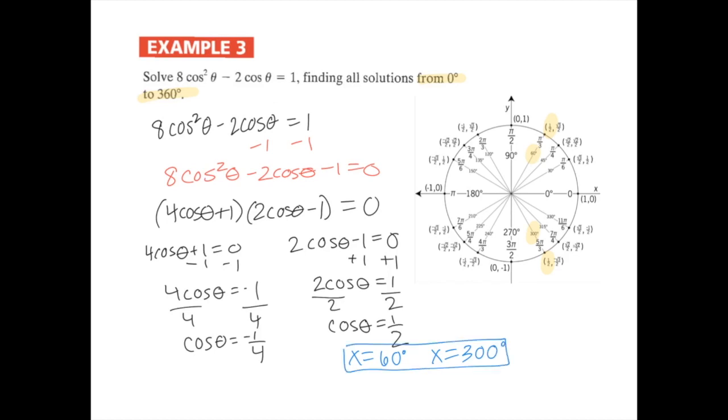Now when we try to solve the other equation, cosine theta equals negative 1/4, if we try to use the unit circle, we'll realize that there are no values of negative 1/4 on the unit circle. So when that happens, we have to use a different approach to solving the problem. If you remember back in the beginning of the unit, we learned how to find missing angles when we knew the value of a trig function.